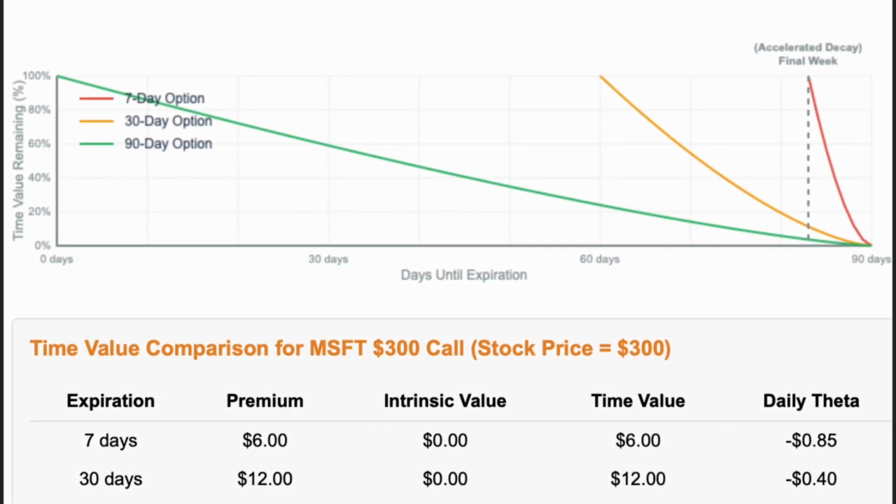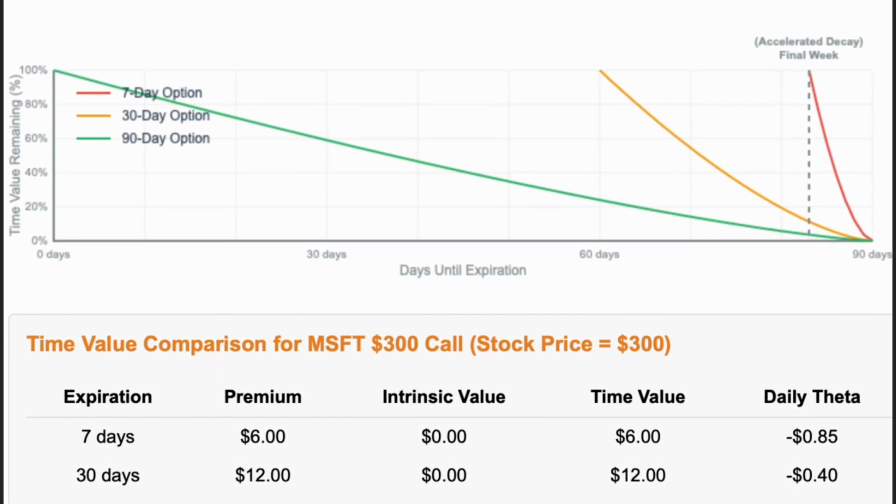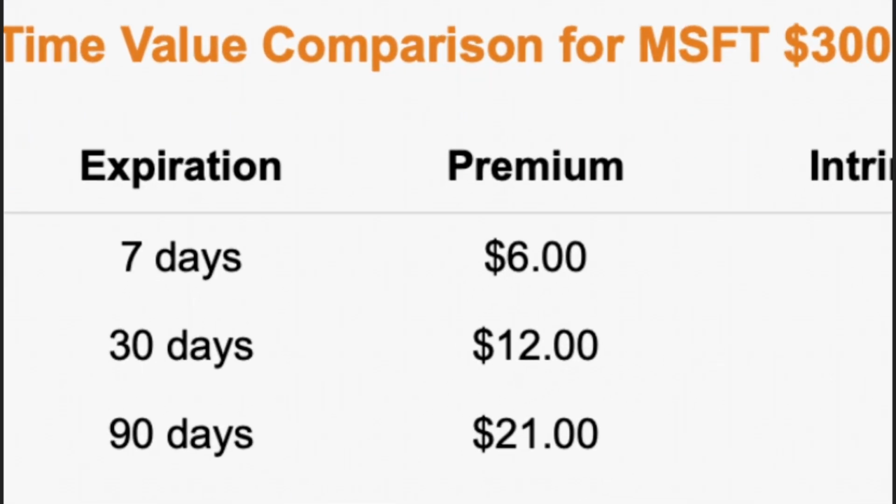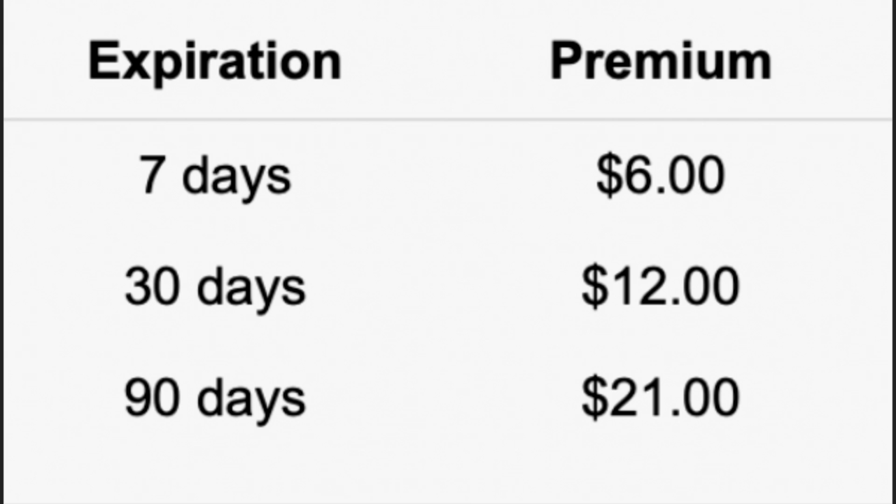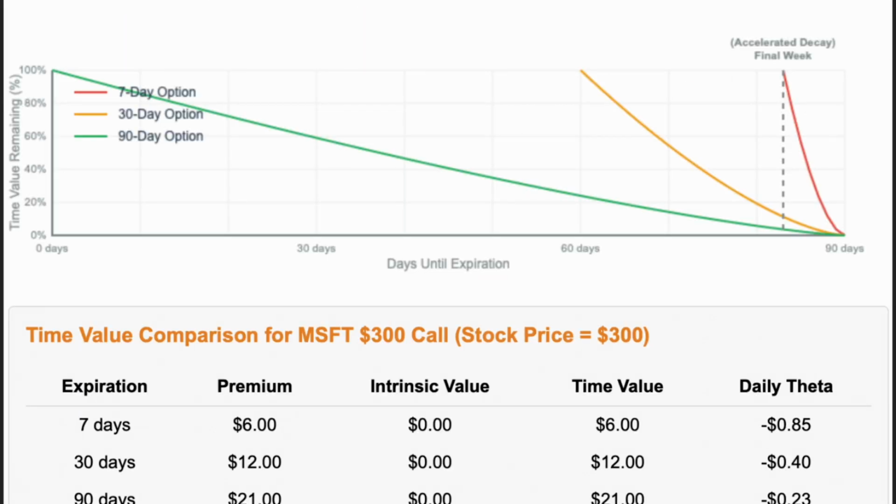Sure, let's say Microsoft is trading at $300 and you're bullish. A $300 call expiring in 7 days might cost $6, while the same strike expiring in 30 days costs $12, and one expiring in 90 days costs $21. If Microsoft stays at exactly $300 through all these dates, the 7-day option will lose 100% of its value, the 30-day option will lose about $6, and the 90-day option will lose perhaps $4.